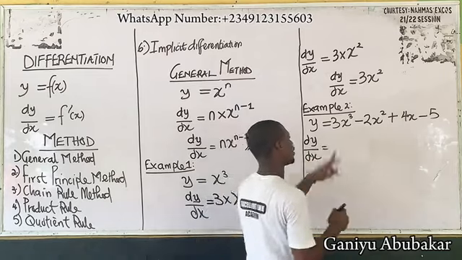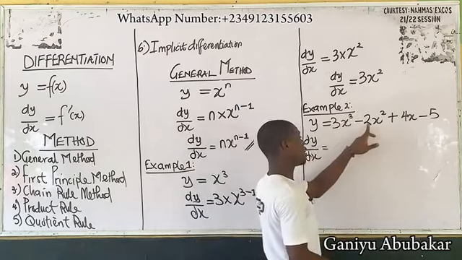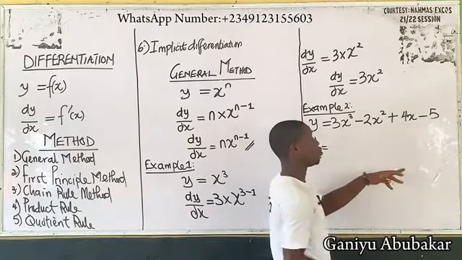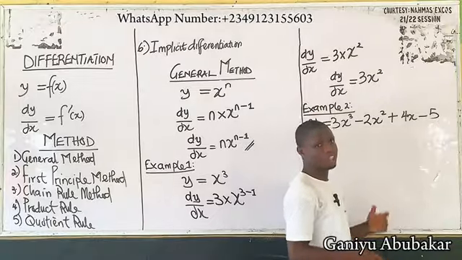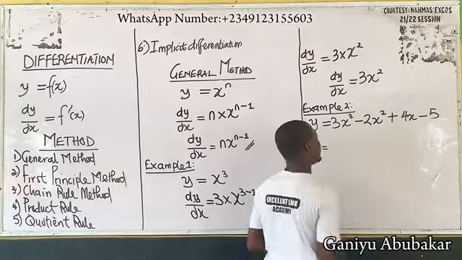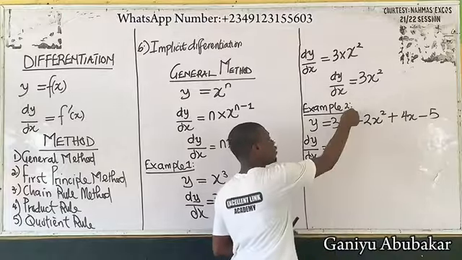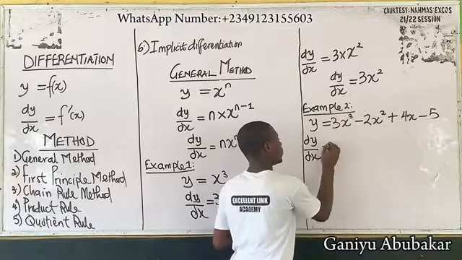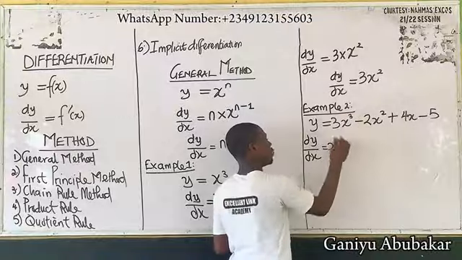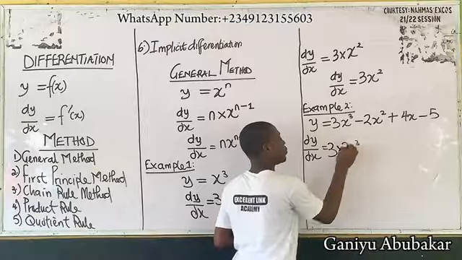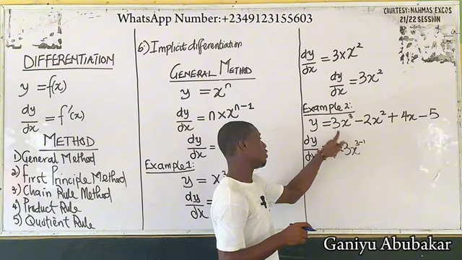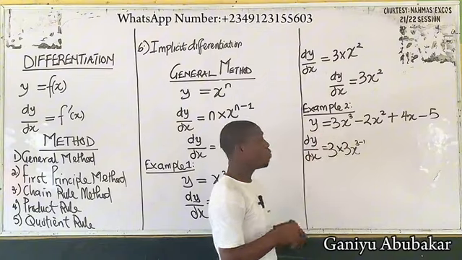Now I'm seeing 3x cubed, a term. I'm seeing 2x squared, a term on its own. I'm seeing 4x, a term on its own. And I'm seeing 5. Let's differentiate each term one after the other. If I'm seeing 3x cubed, what's the power here? 3. We said multiply by the power, that becomes 3 times the 3x cubed. We said subtract 1 from the power. So I'm done evaluating 3x cubed. Move to the next one.